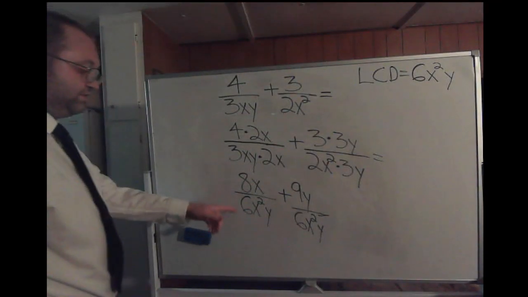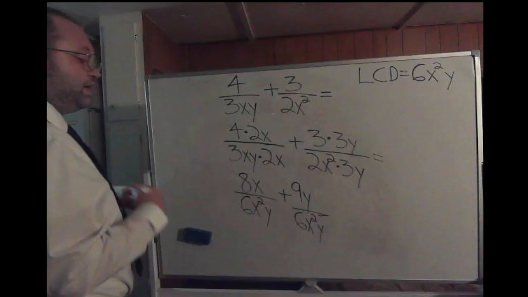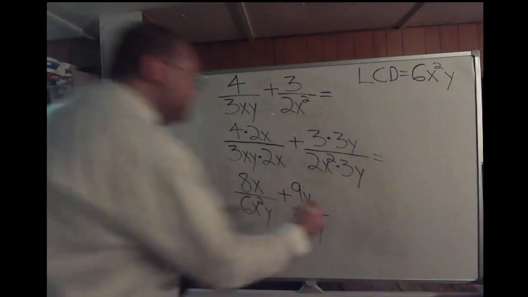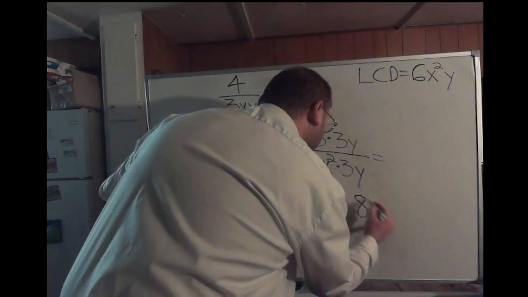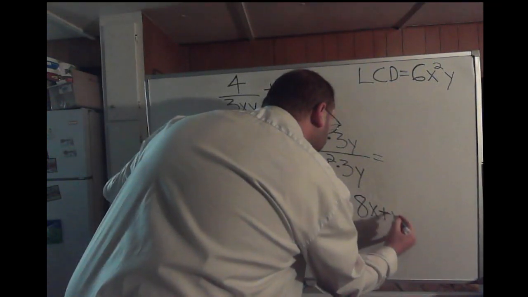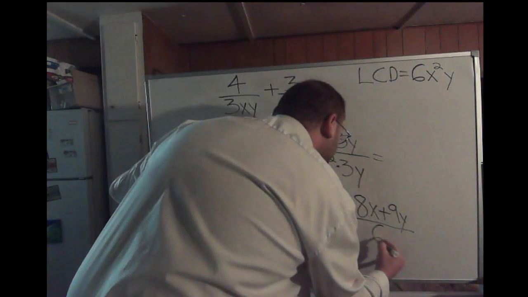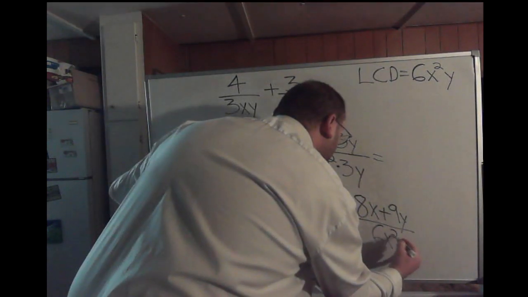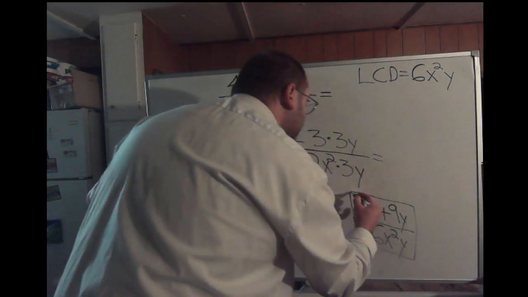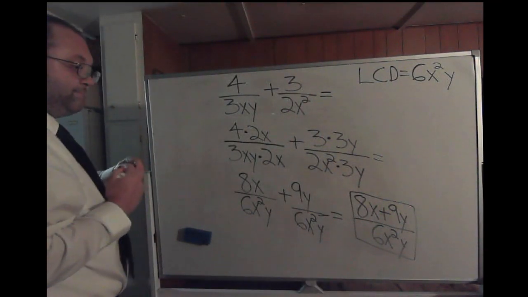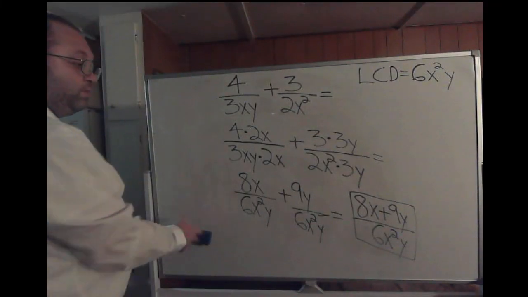You have 8x over 6x squared y plus 9y over 6x squared y. We can proceed now to do the addition since we have the same denominator, which would give you 8x plus 9y over 6x squared y. And we cannot factor this any further, so you get 8x plus 9y over 6x squared y.